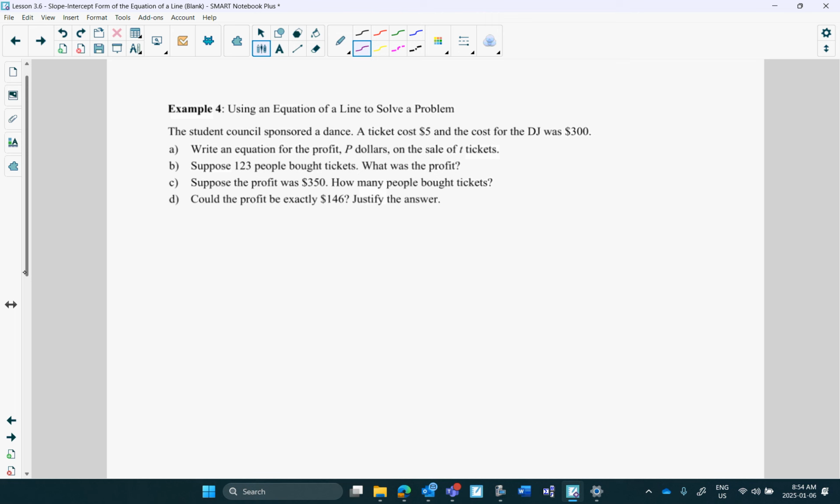It's a pretty straightforward example. So the student council sponsored a dance, which they don't have here anymore. A ticket cost $5 and the cost for the DJ was $300. I want to write an equation to calculate the profit, which is called P, based on the sale of tickets, which is called little t.